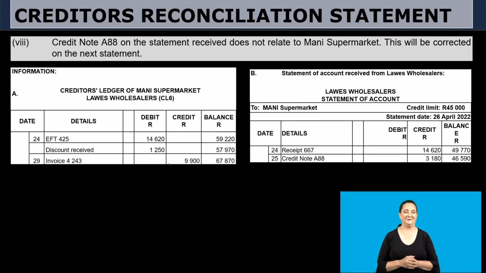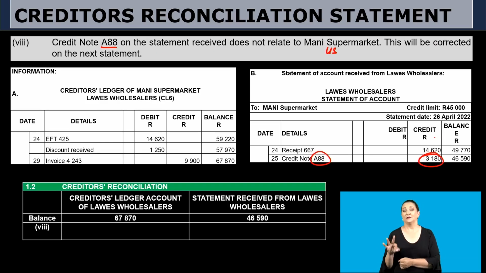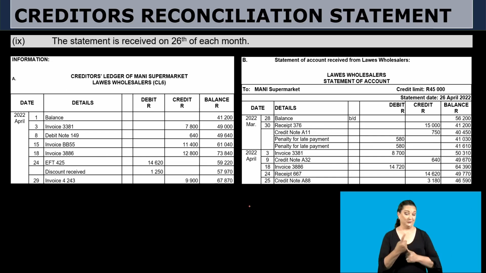Let's do that. And then here is my number 8. Credit note A88, which is this one here. On the statement, received does not relate to us. This will be corrected on the next statement. So they made a mistake by recording this amount. It does not relate to us. They subtracted 3,180, which does not relate to us. So to correct that, we'll say plus 3,180. We add it back.